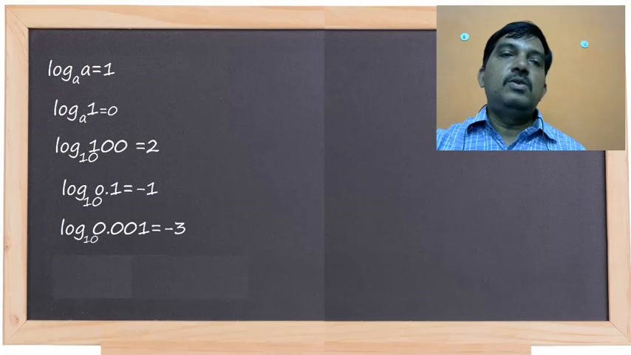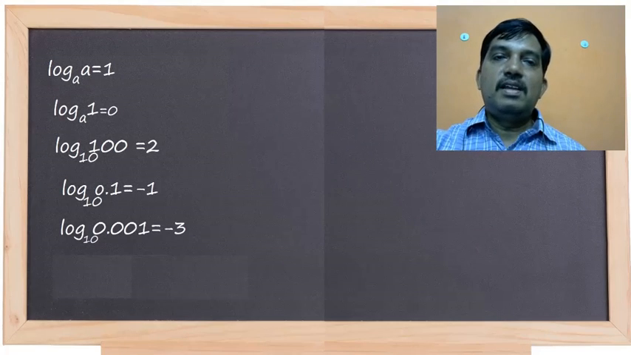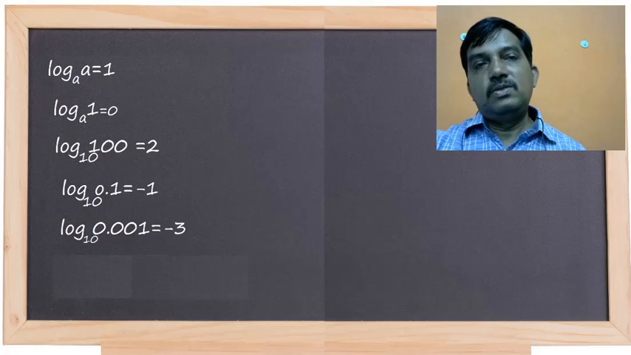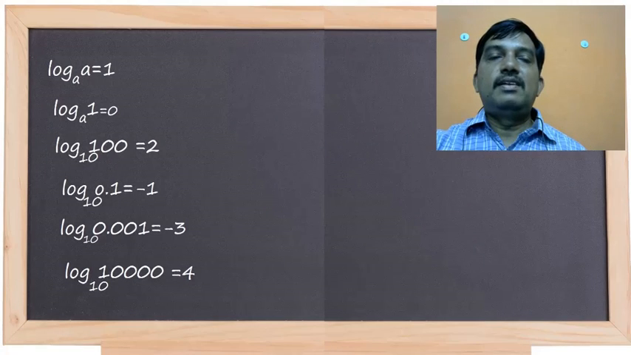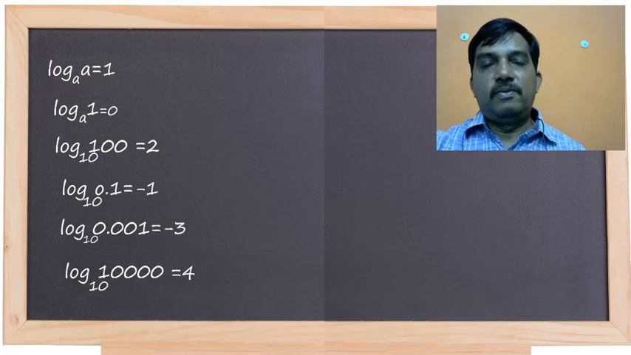What is logarithm of 0.001 to the base 10? Logarithm of 0.001 to the base 10 is equal to minus 3, because 0.001 means 1 by 1000, that's equal to 10 to the power minus 3. And what is logarithm of 10,000 to the base 10? It is equal to 4.